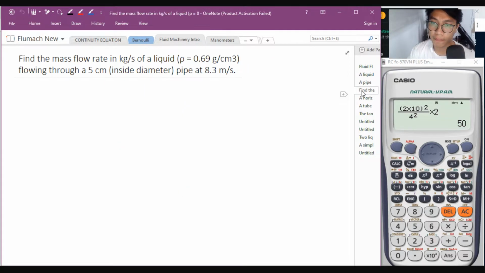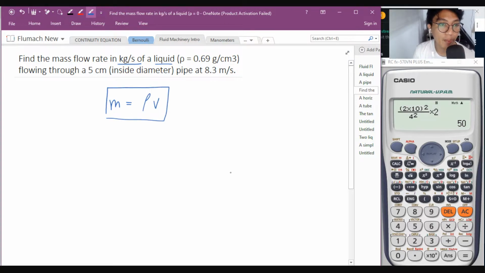Next problem. Find the mass flow rate in kilogram per second of a liquid with density of 0.69 gram per cm cube flowing through a 5 cm inside diameter pipe at... mass flow rate. Okay. The mass is equal to what? Mass is equal to density. Diba? Mass over volume, yan sa the density times volume. That is equal to mass. Tama? So, ang binigay sa'yo, inside diameter, ang problema mo, wala ka.